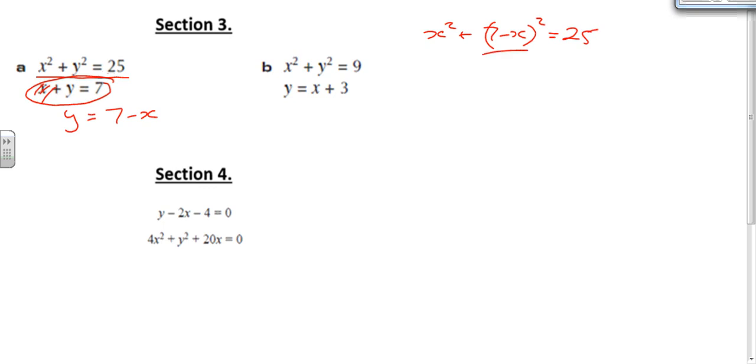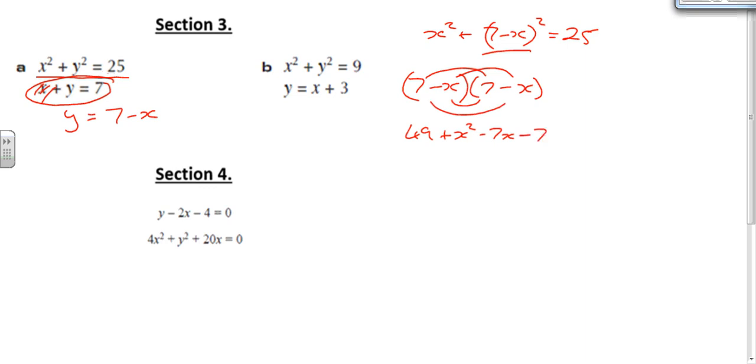And then if we've got this bracket squared, in order to work out what that is, we need to write out the bracket twice. So (7 minus x) squared is (7 minus x)(7 minus x). And then we work that out using the smiley face method. So the left eyebrow, 7 times 7 is 49. The right eyebrow, minus x times minus x is plus x squared. The nose is minus 7x. And the mouth is minus 7x. So we've got x squared minus 14x plus 49.